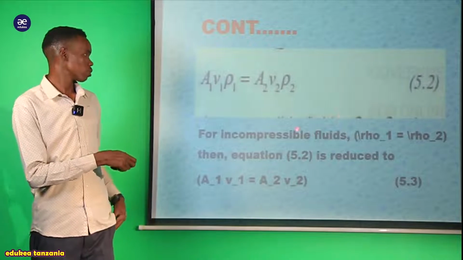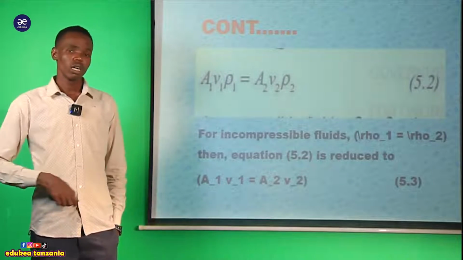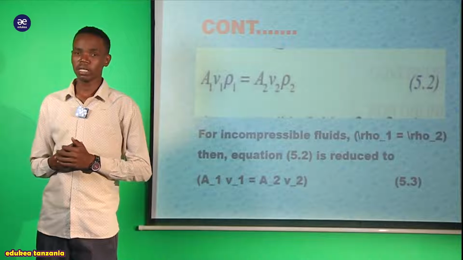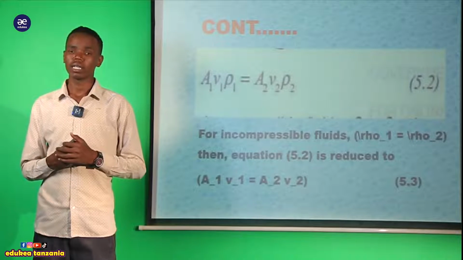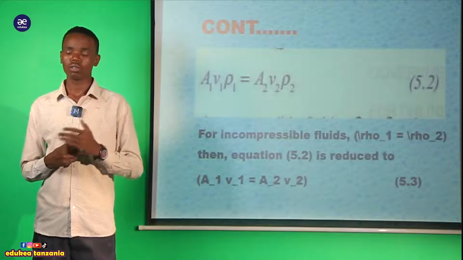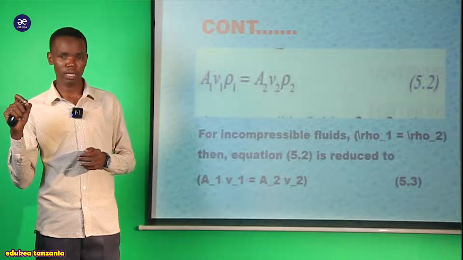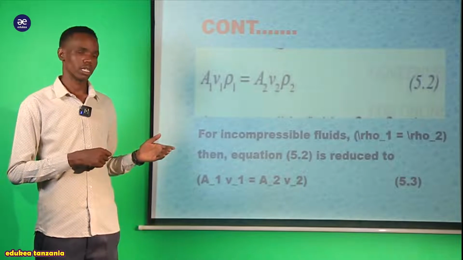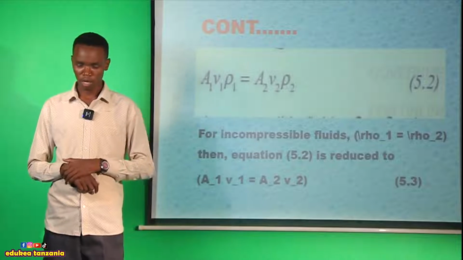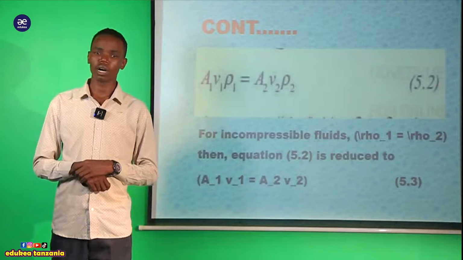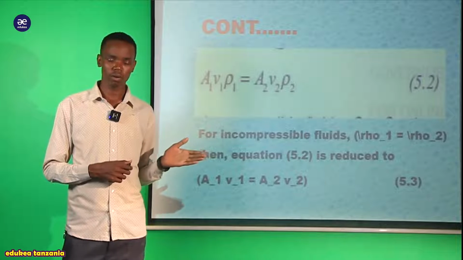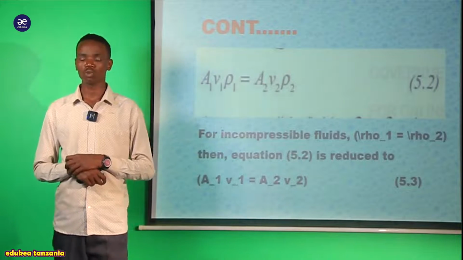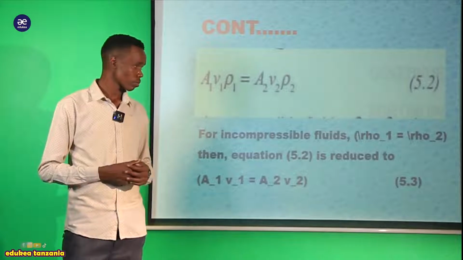Now, if we equate, we obtain that cross-section area 1 multiplied by speed 1, then multiplied by density 1, must be equal to the cross-section area at point Q, times the second speed, times the second density. This will be our equation 5.2. So it is our second equation in topic 5.